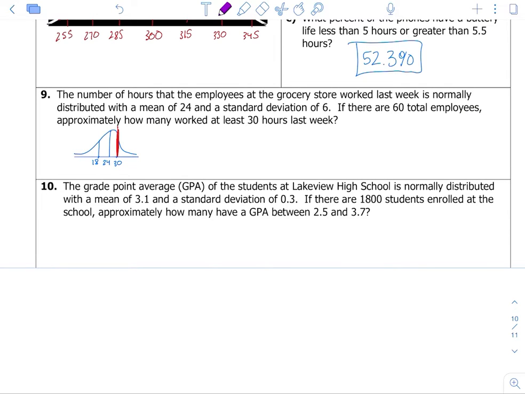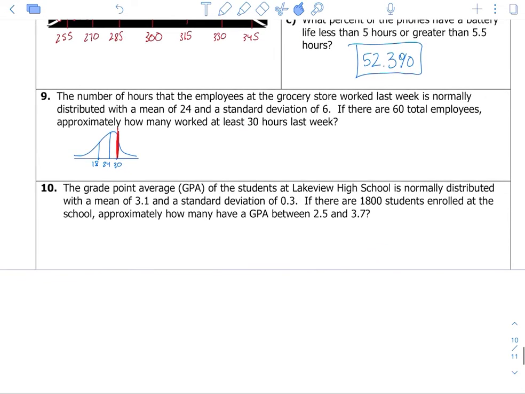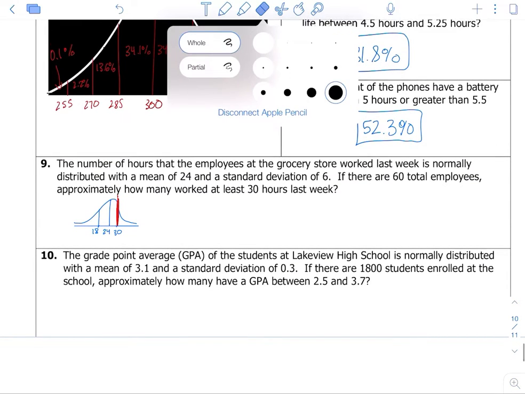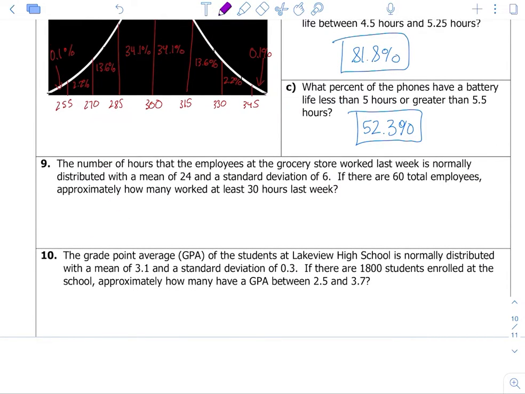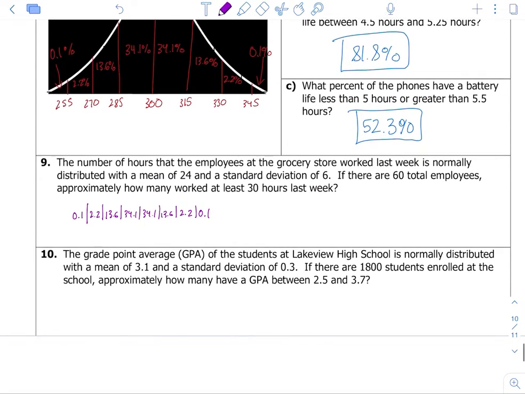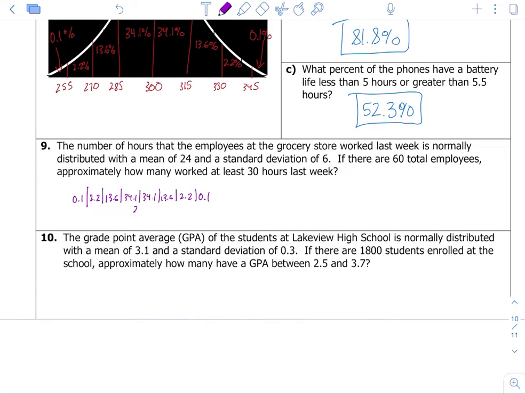So let me give you guys a visual because I know a lot of you guys are visual learners. So 0.1, 2.2, 13.6, 34.1, 34.1, 13.6, 2.2, and 0.1. So this is pretty much like the chart above. You know this is 24, and it says a standard deviation of 6. So there's this 30-hour mark, because it's 6 away from 24.